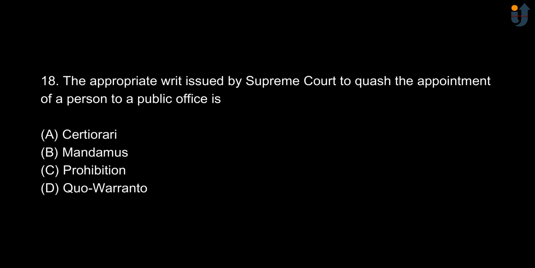Next, the appropriate writ issued by Supreme Court to quash the appointment of a person to a public office is option A, certiorari, option B, mandamus, option C, prohibition, and option D, quo warranto. And the correct option is option D, quo warranto.